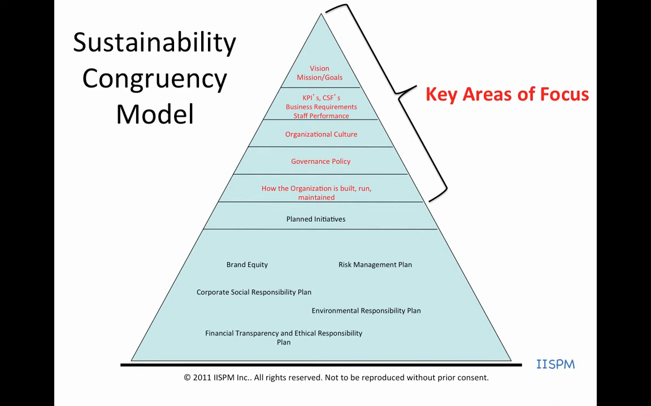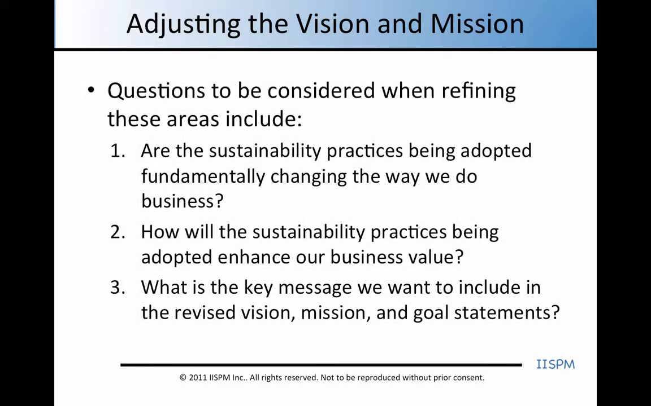We're going to talk about the first 5 key areas in this model today: vision, mission, and goals, the KPIs and CSF, critical success factors, organizational culture, governance policy, and how the organization is built, run, and maintained. So jumping into the vision and mission. There are a few key questions that need to be asked when adjusting the vision and mission for sustainability.